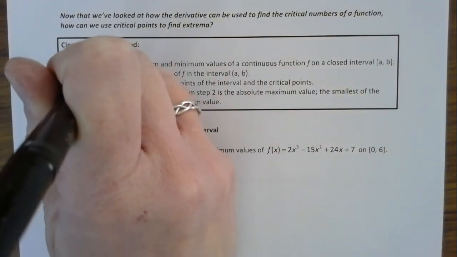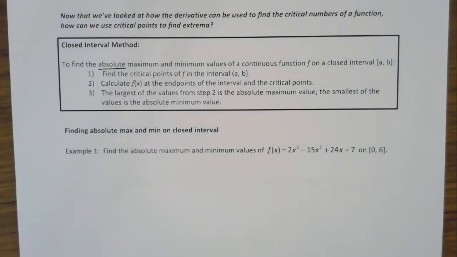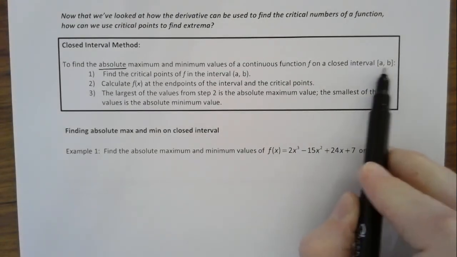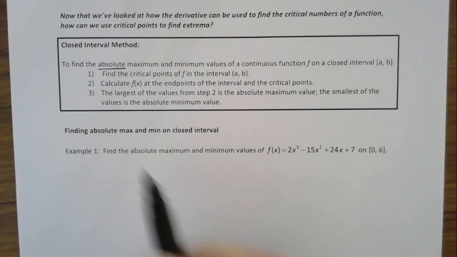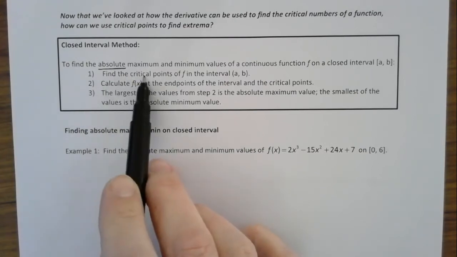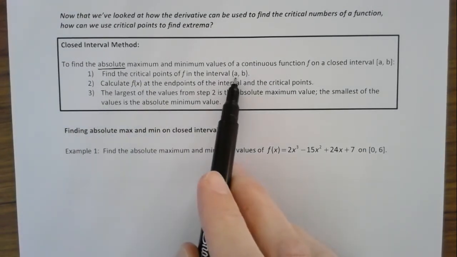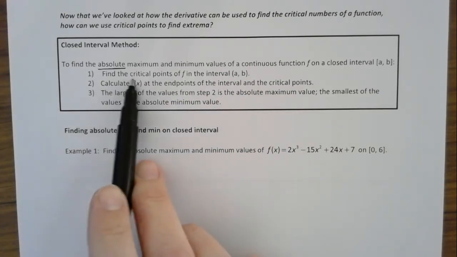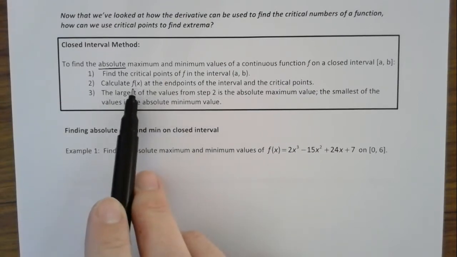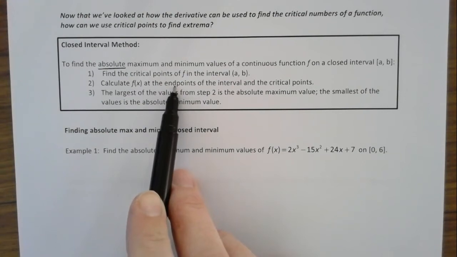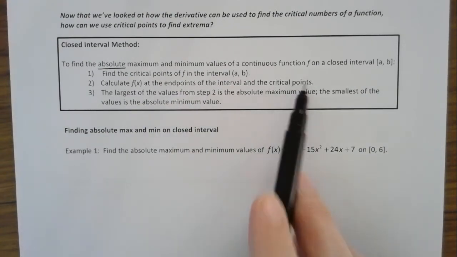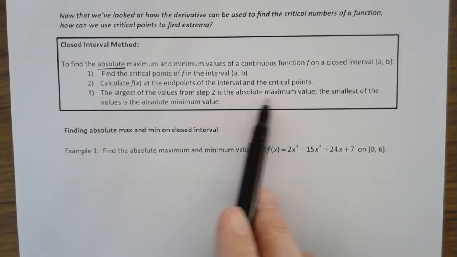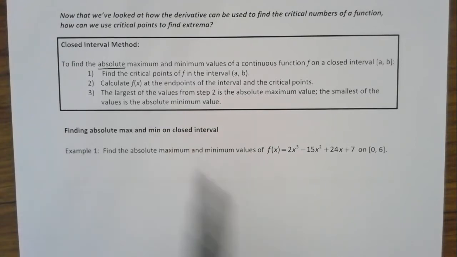So the key thing here is that we're looking for absolute maxes and mins, and we're always looking on some interval from A to B. So our first step is going to be to find the critical points of the function in the interval. That's where we take the derivative and set it equal to 0. And then we take the critical points and calculate the value of f of x at both the endpoints of the interval and the critical points. And then once we know those values, we can pick out what the absolute maximum is, or the biggest value, and the absolute minimum, or the smallest value.